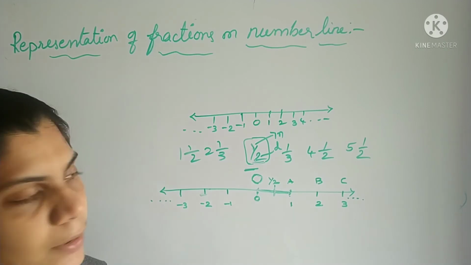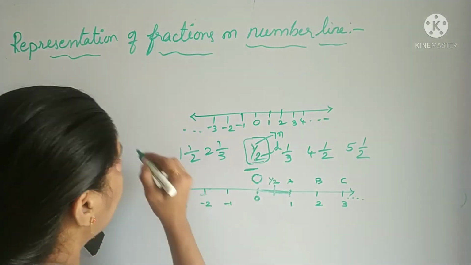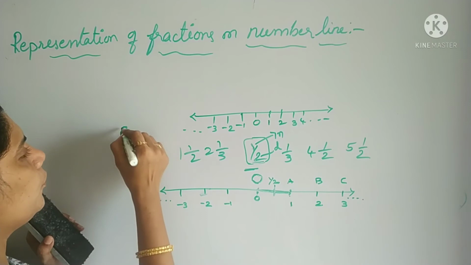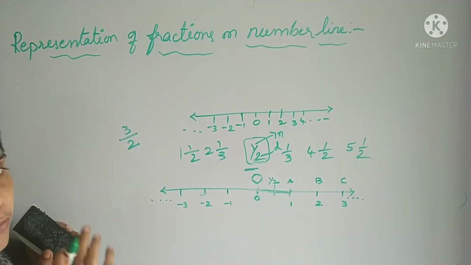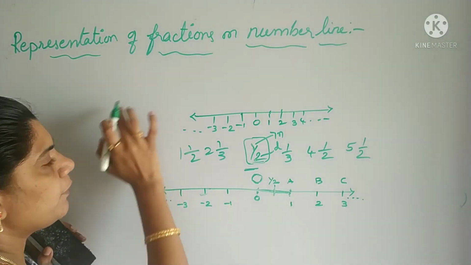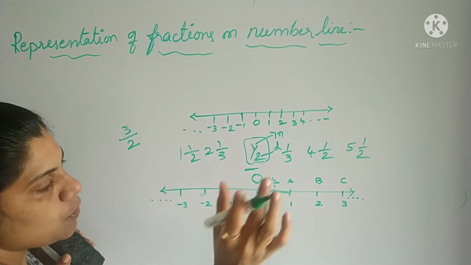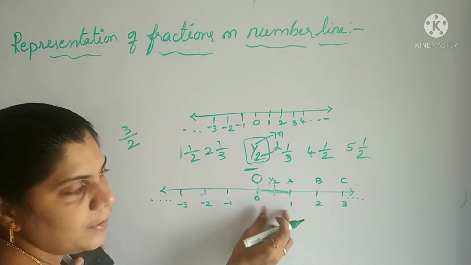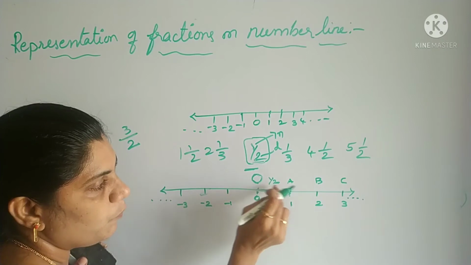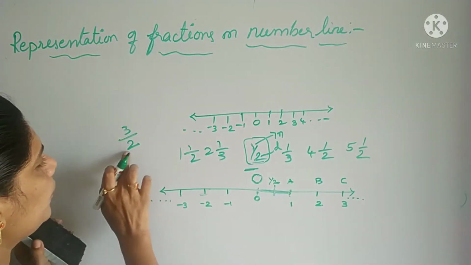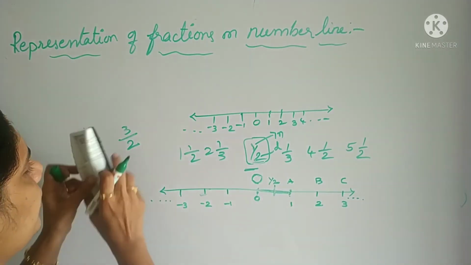Suppose you have 3 by 2. How to locate this? This is also a single fraction, not a mixed fraction. So your number must be between 0 to 1, that is on the line OA. So what you have to do? Again, not this one. See.